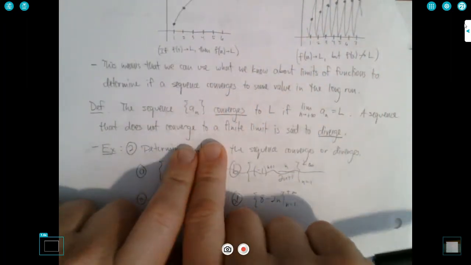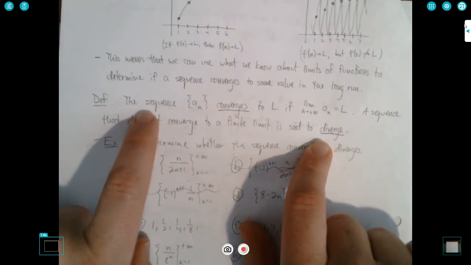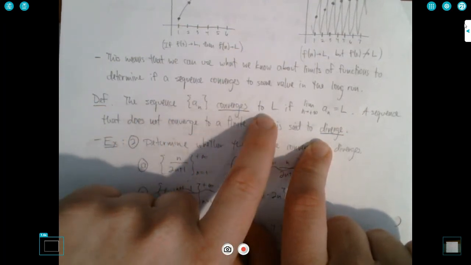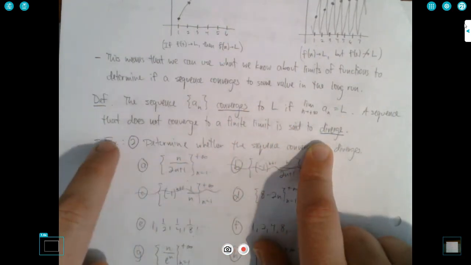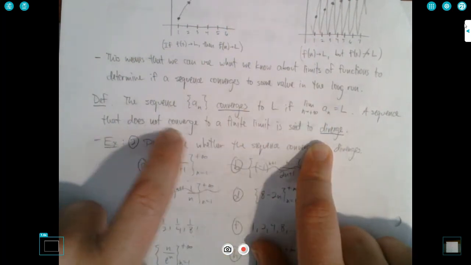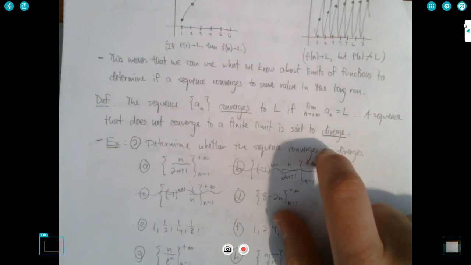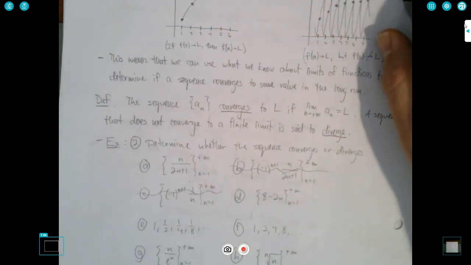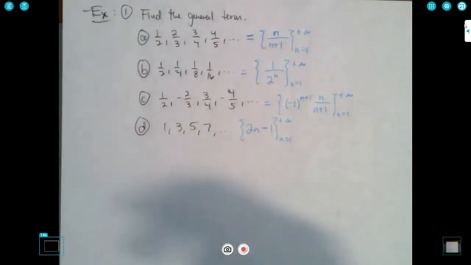We use special words, but these words aren't new. We say the sequence a(n) converges to L if the limit as n approaches infinity of a(n) equals L. A sequence that does not converge to a finite limit is said to diverge. It could diverge because it's going off to infinity or negative infinity, or because it's oscillating and not converging to any particular number. I'm going to walk you through several examples. If this was kind of confusing, you'll see what I mean as we go through this next set of examples.